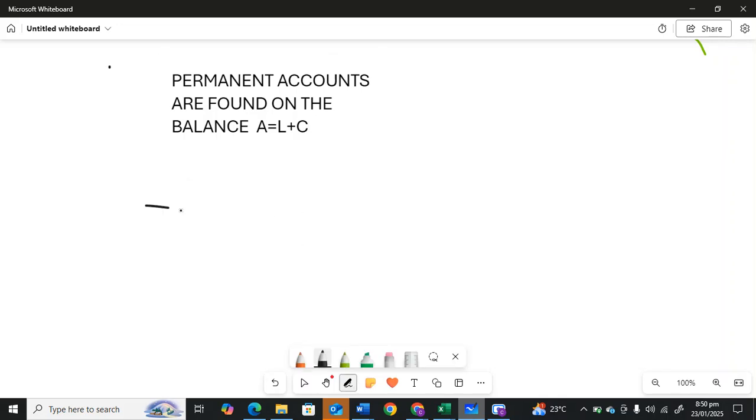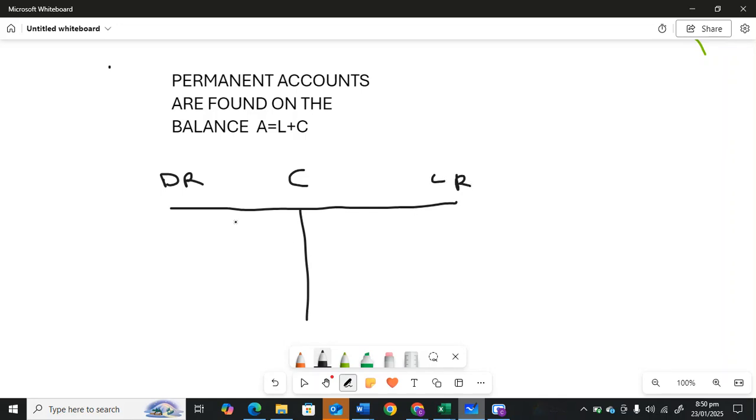For example, let's say the cash account. This is an asset account. So we have our debit side here and our credit side here. Let's say we have 1,000 here, 500 here. So we have 300 here and 200 here.